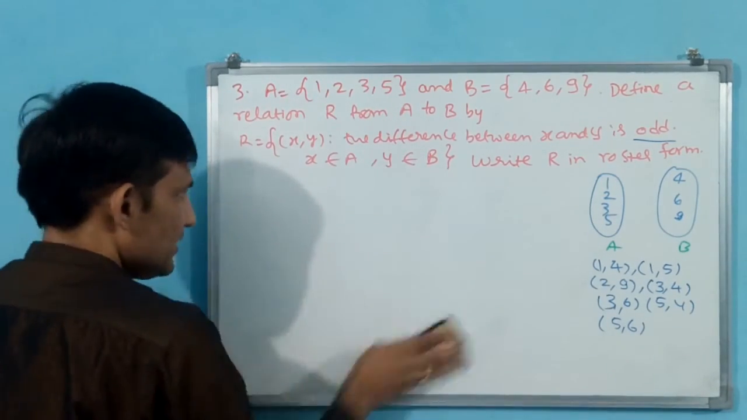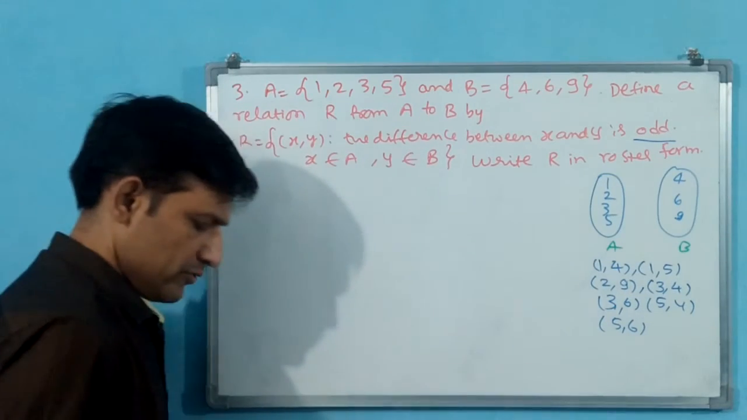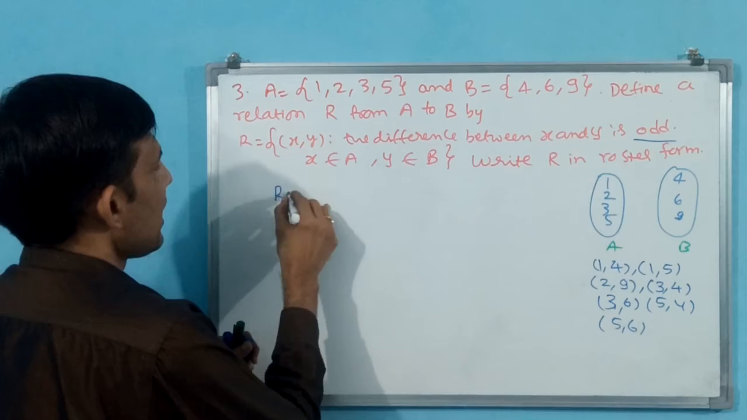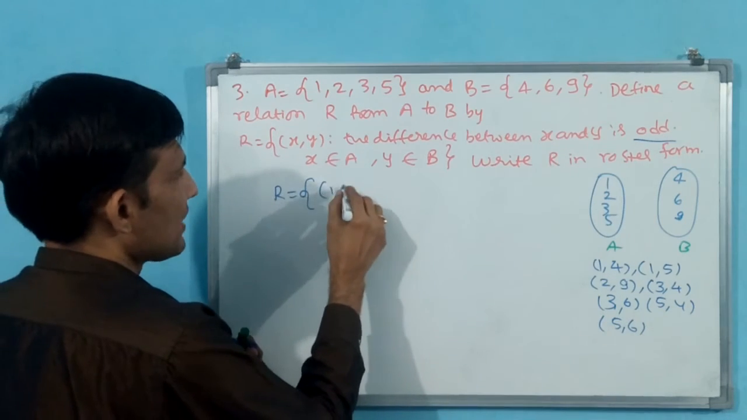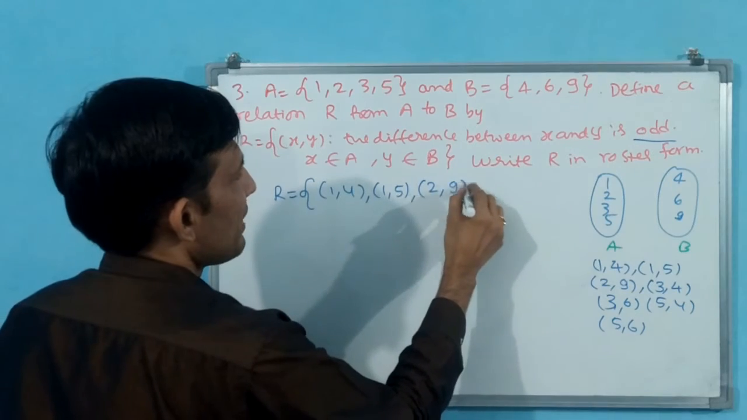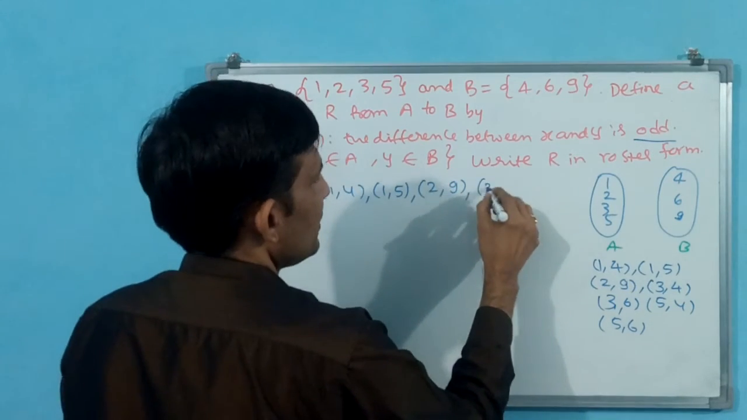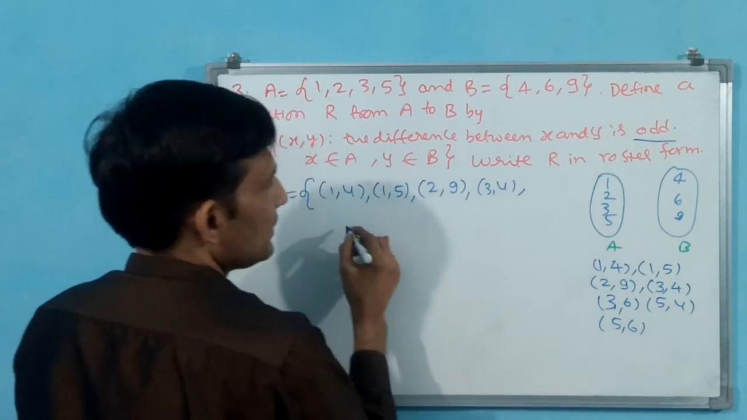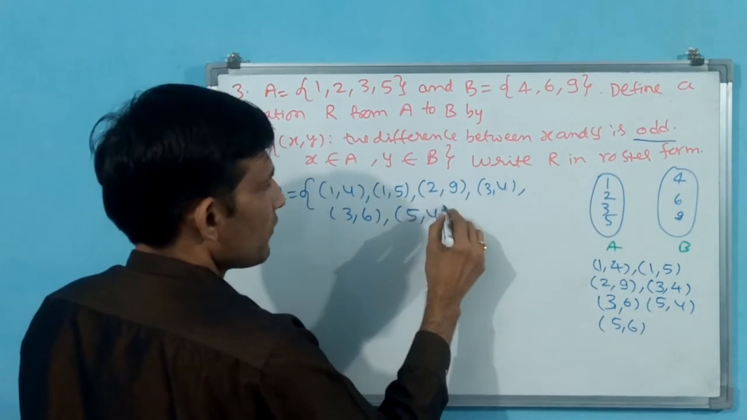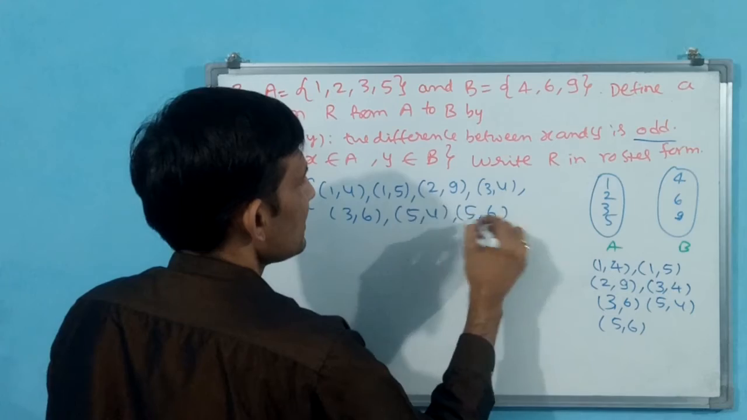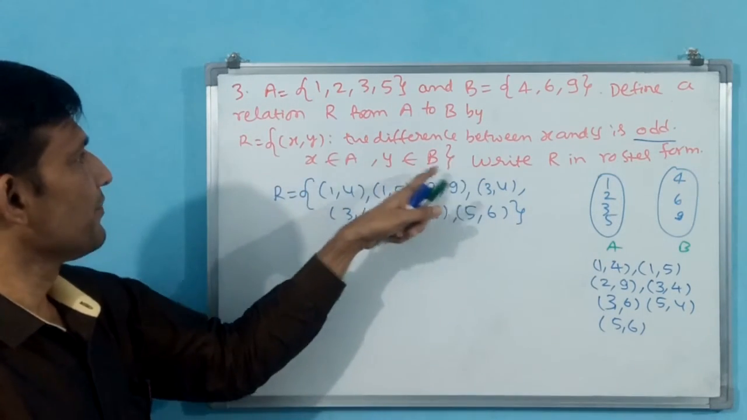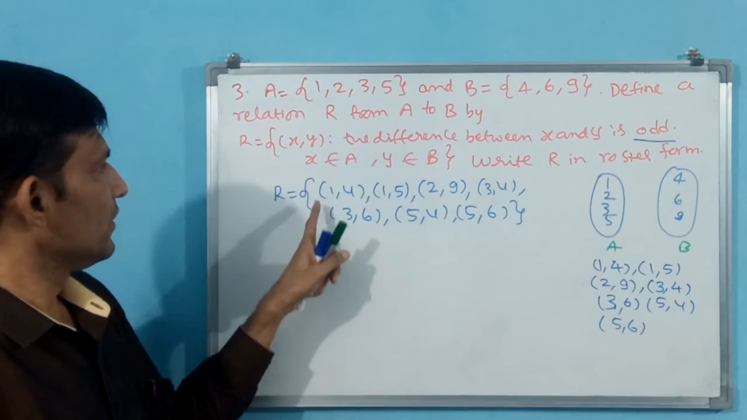This is for your calculation only, but you need not write all these things. You have to write like this: relation R is equal to, in roster form, (1, 4), (1, 5), (2, 9), (3, 4), (3, 6), (5, 4), (5, 6). Okay, this is the answer for your roster form.